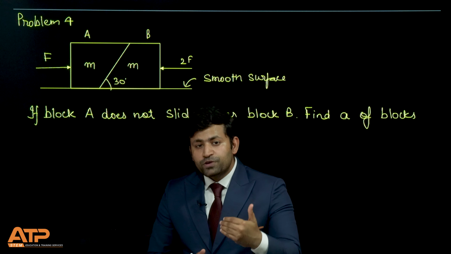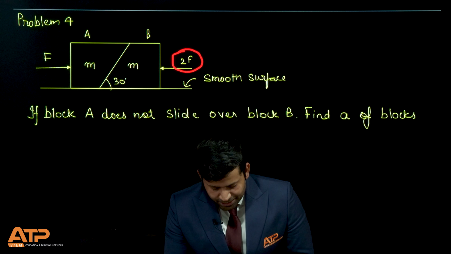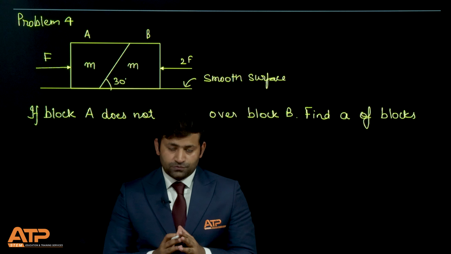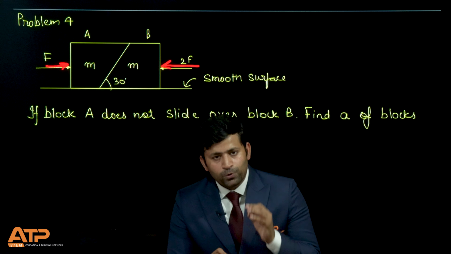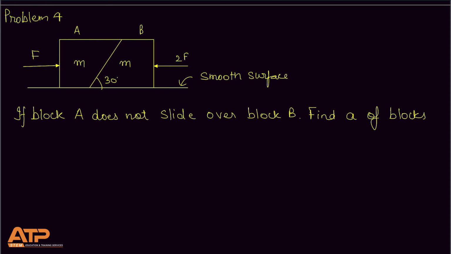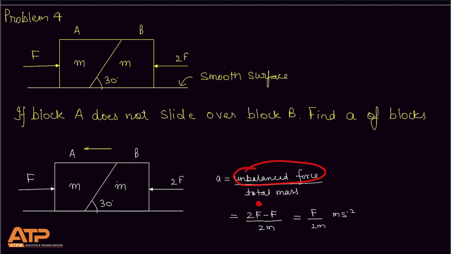In this question also we can apply the same trick. We can see 2F is a greater force, F is a smaller force. What is the net unbalanced force? Correct. That will be 2F minus F, which is F, acting in this direction. So what do we have to do next? We take the direction of motion like this, and the unbalanced force, which is 2F minus F, we divide by the total mass. We get the acceleration as F by 2m meter per second square.